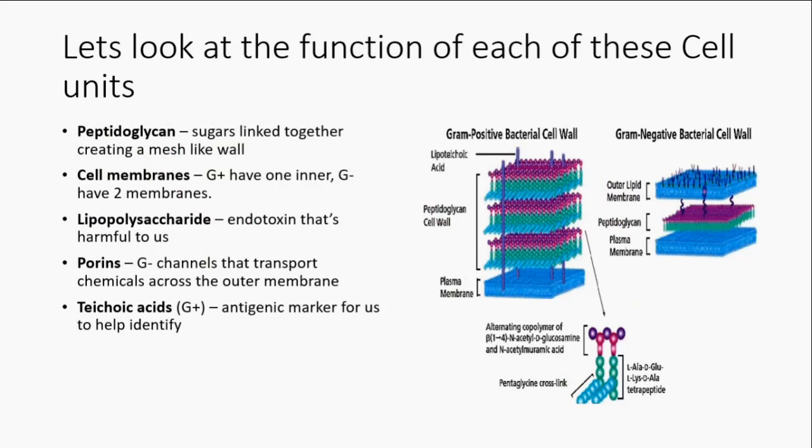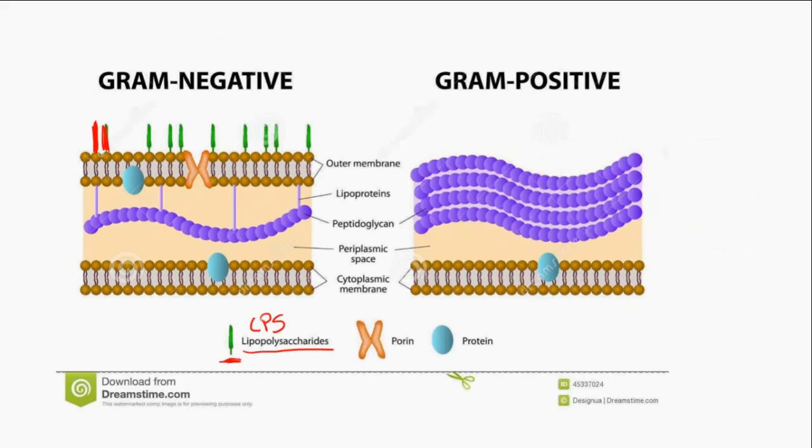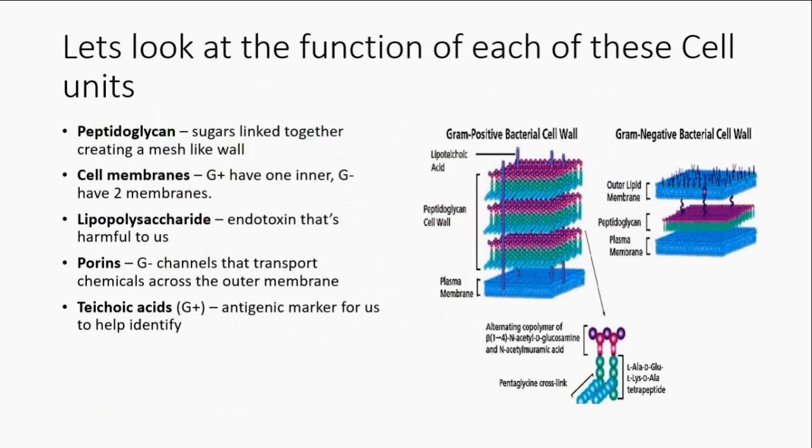Okay, so here we said that there's really 4 main components of a bacterial cell wall that you should understand. Number 1 is the cell wall. What's it made of? Number 2 is this LPS here, the endotoxin. Number 3 is the porin. And number 4 is the teichoic acids.